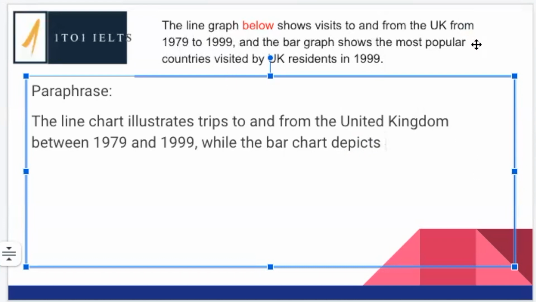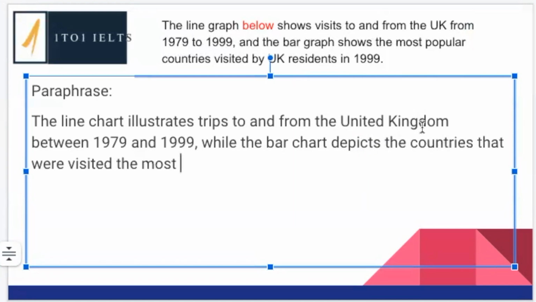I was trying to think maybe we could say, the countries that were visited the most. I've basically created a relative clause here. I talked about the countries, and then we used a relative clause to describe these countries. I'm just copying the whole thing, and then we'll have a look at synonyms.